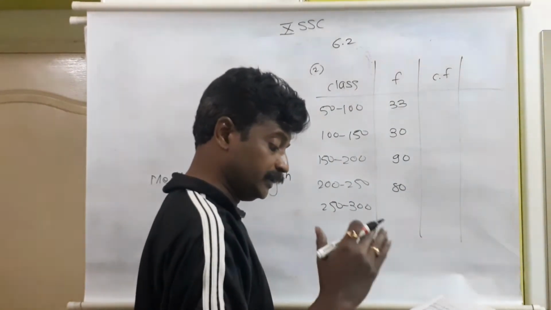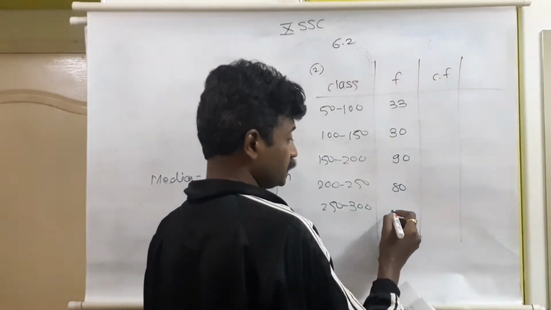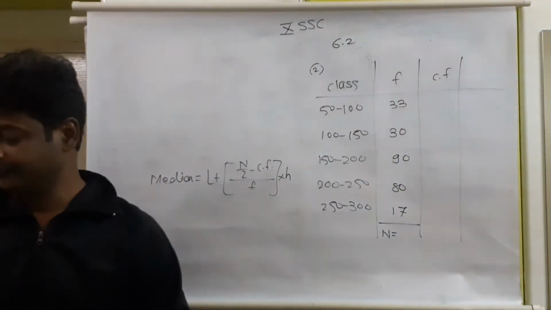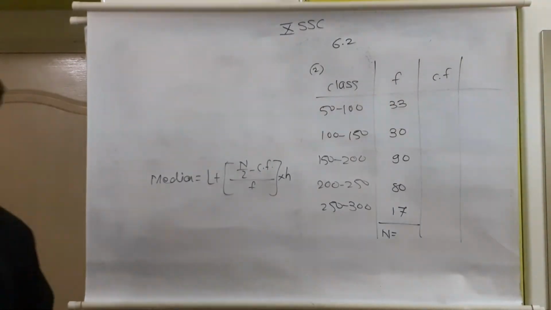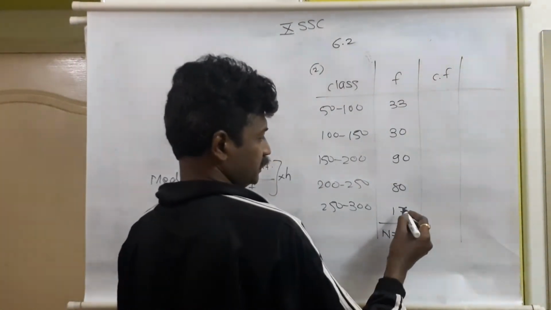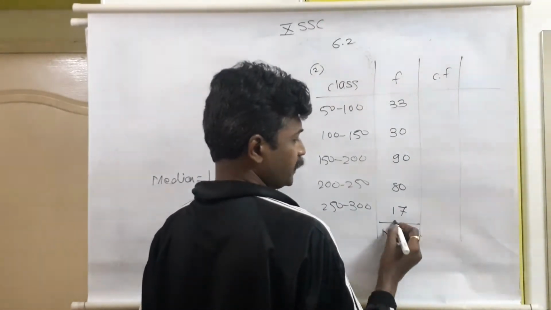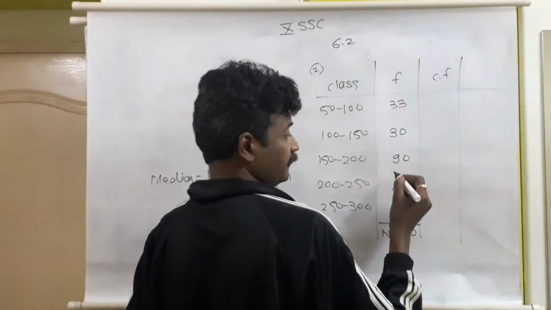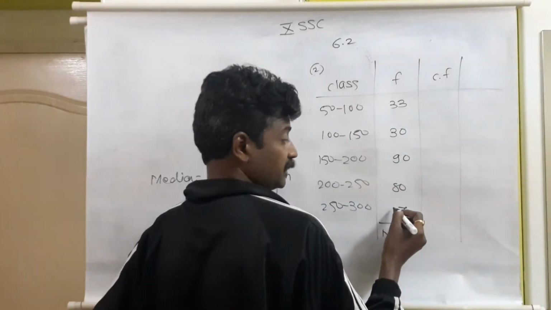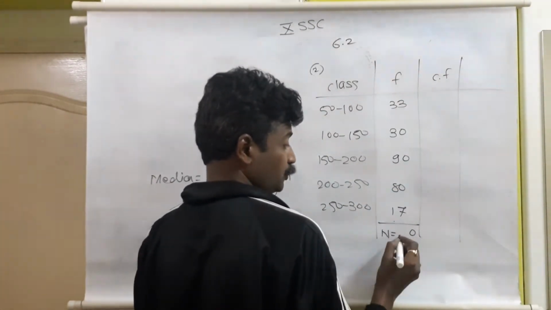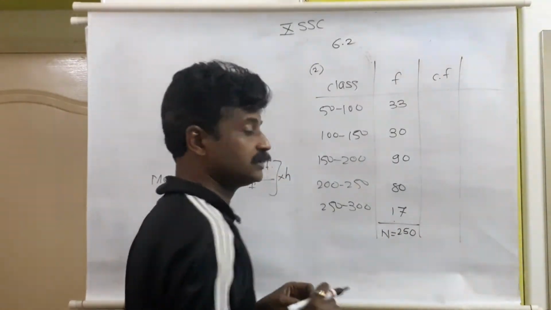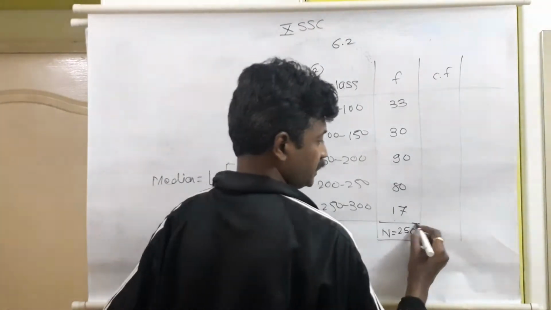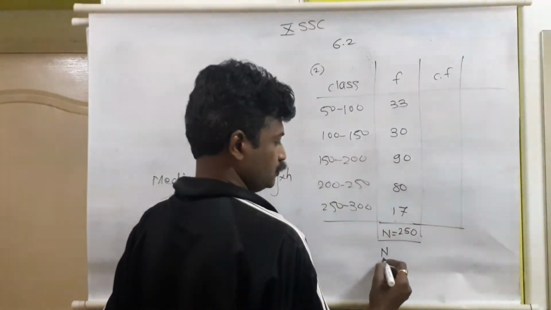And giving 250 to 300, this many mangoes, number of trees are 17. Total of this will be value of n, and then n by 2, and then cumulative frequency. So here the total is 7 plus 3, 10, carry 1, 3 plus 3, 6, 6 plus 9, 15, 15 plus 8, 23, 23 plus 1, 24, 24 plus carried 1, 25. 250 will be value of capital N. Based on that, we'll be finding now n by 2.